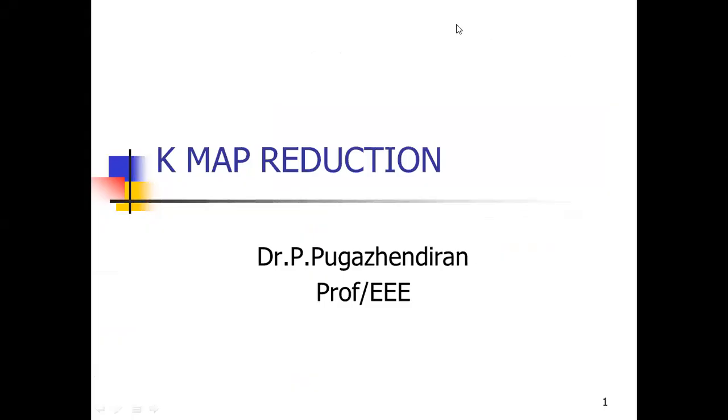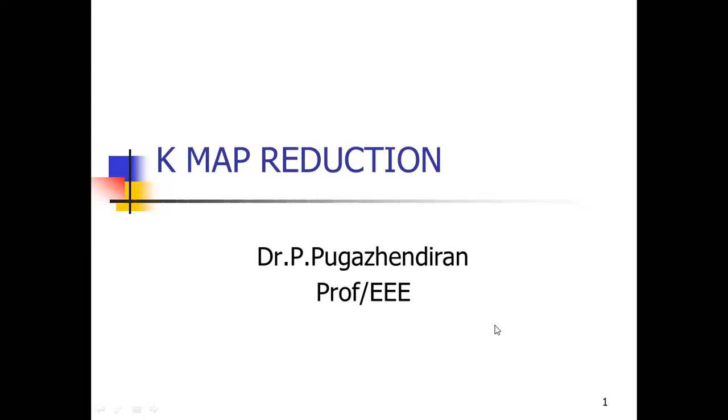Now we are going to discuss another important topic: Karnaugh map reduction. It is a continuation of Boolean expression reduction. While we are designing any digital circuits in industrial applications, say for example any combinational circuits or sequential circuits, it is a very important method.